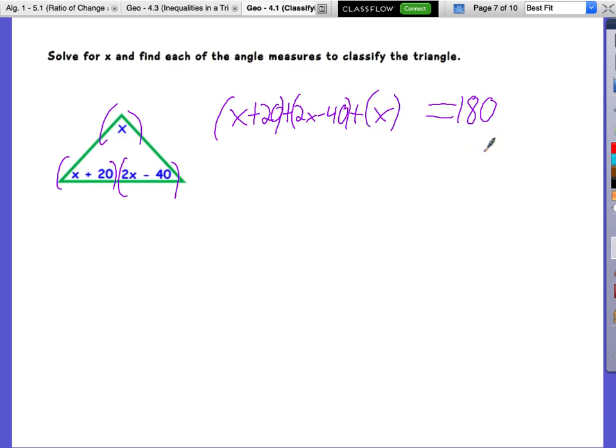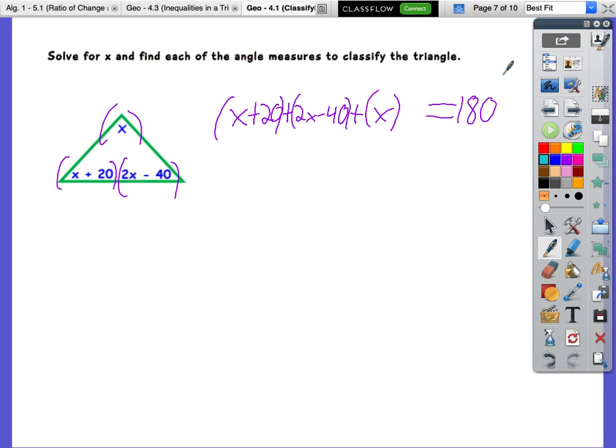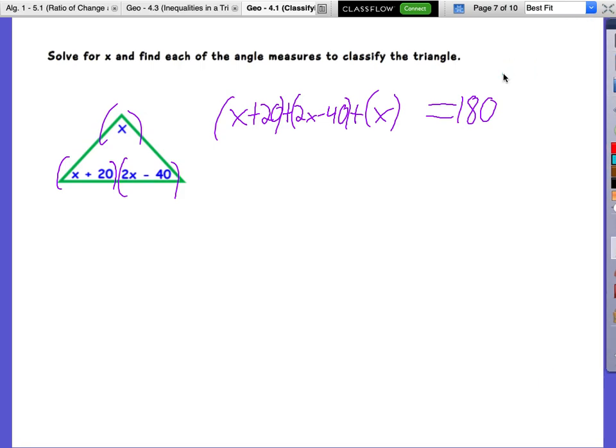And I heard somebody say, what are we going to have to do here since they're all on the same side of that equal sign? Combine like terms. Add them up, okay? Who can identify like terms on this side? Okay, Gracie. x, 2x, and x. Very good. They all have the same variable, x to the power of 1. They add up to 4x.